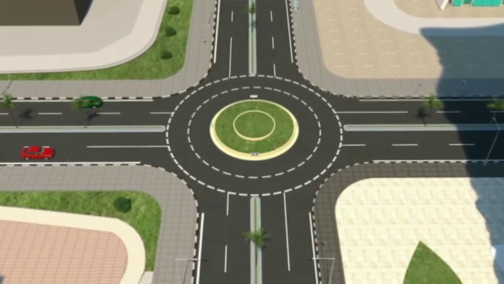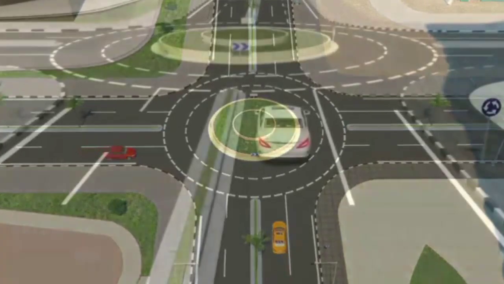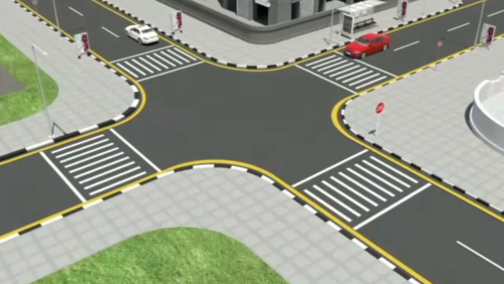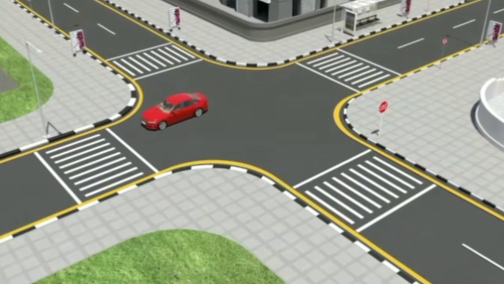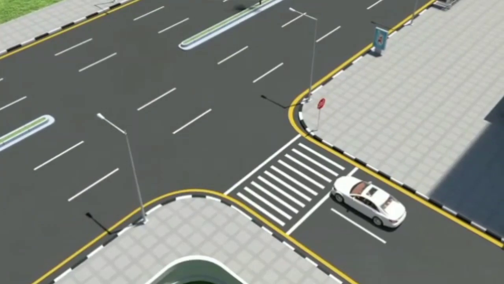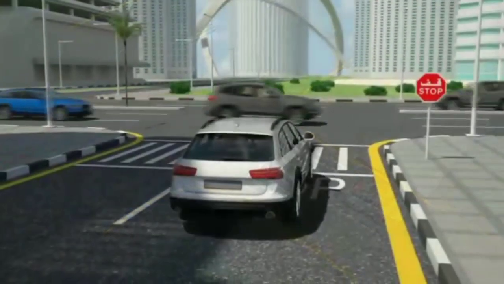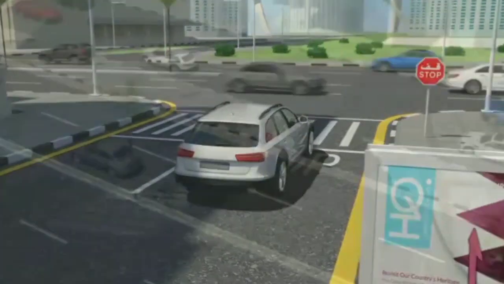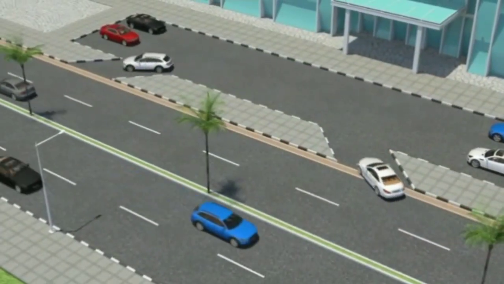Shapes of traffic intersections. Circular intersection, roundabout. Simple intersection. T intersection. Highway entrances and exits. Service road entrances and exits.